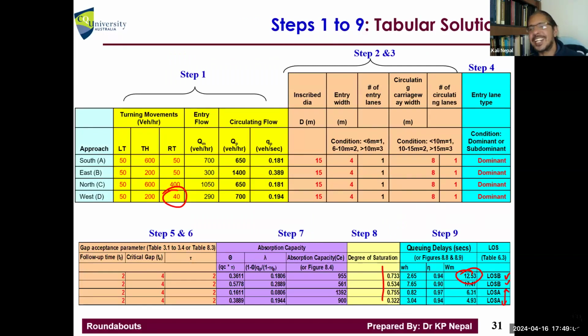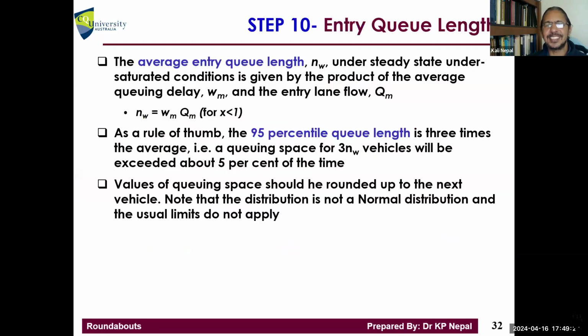You cannot change the data like this. So if you get something bad, you need to write level of service F here. If you have a degree of saturation more than 1, level of service is always F. That's the one I changed.